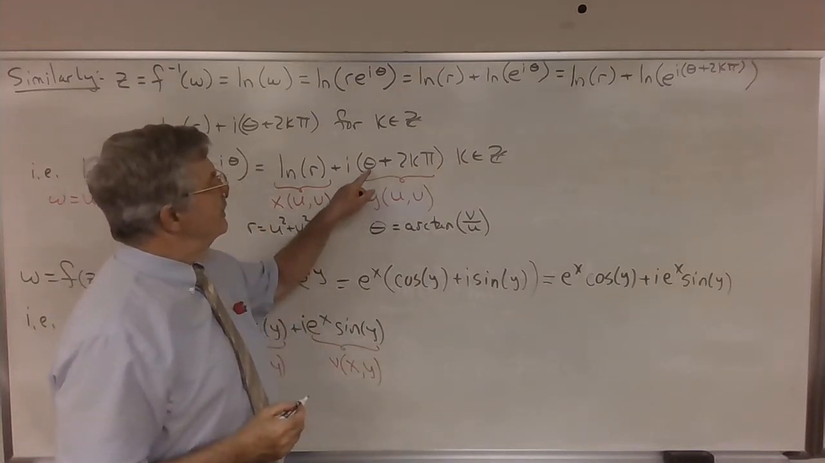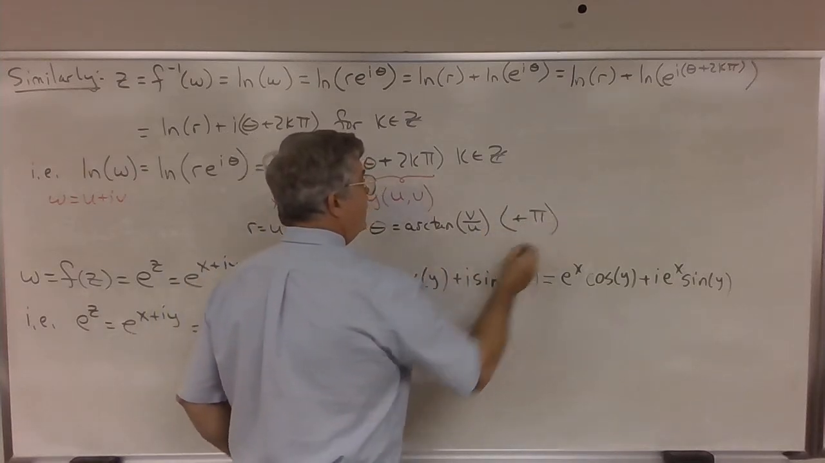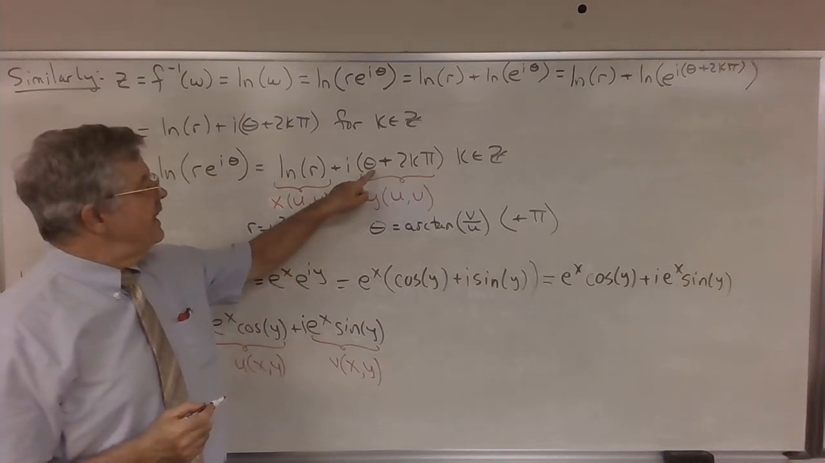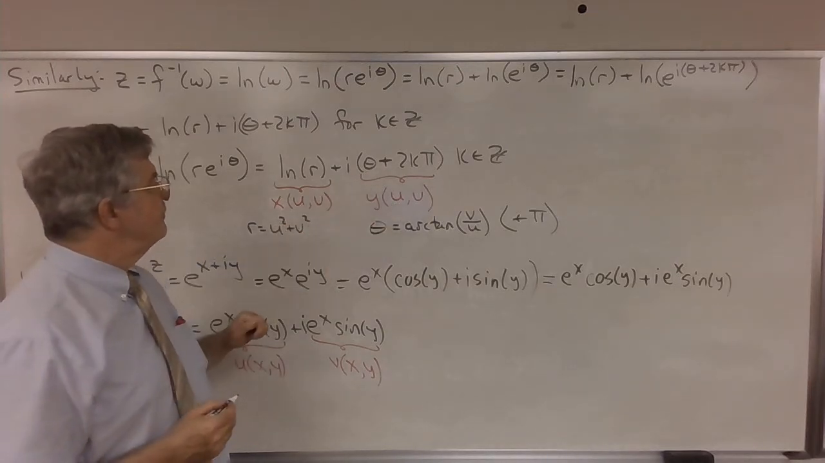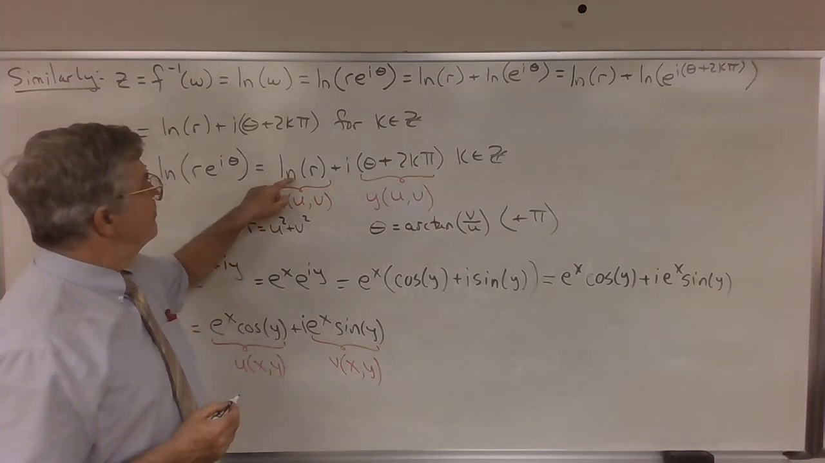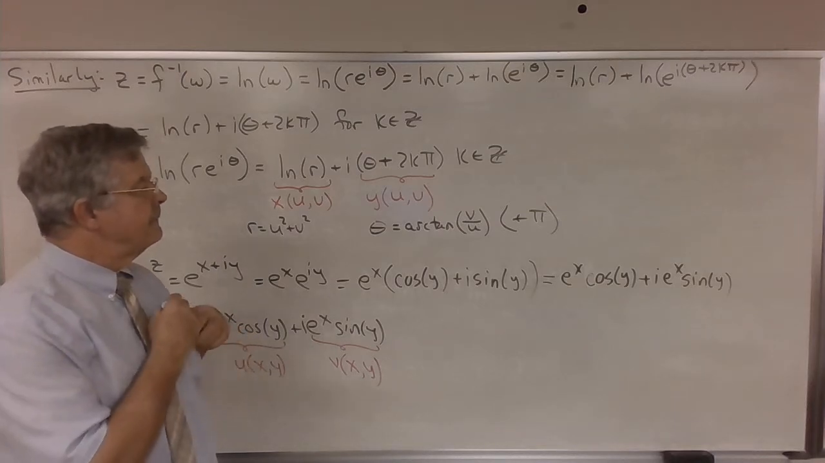And depending on what quadrant theta is in, we might add a plus pi. But essentially, theta is a function of u and v. And the real part, natural log of r, is a function of u and v also.